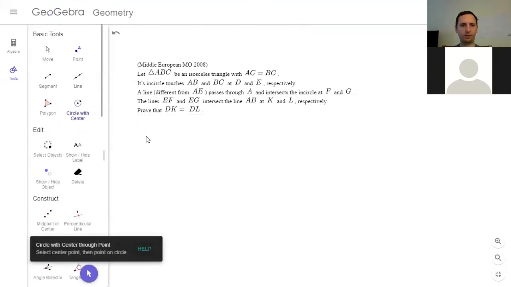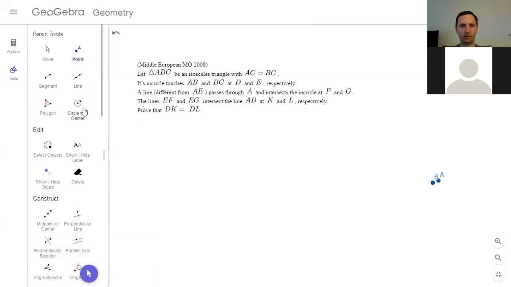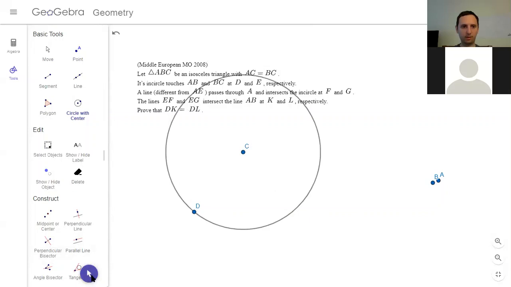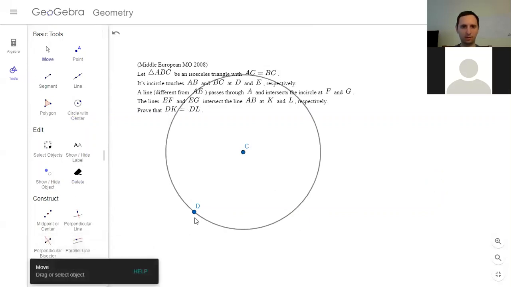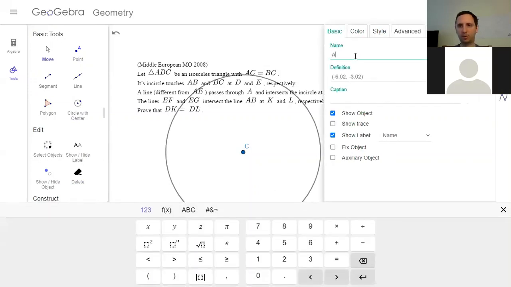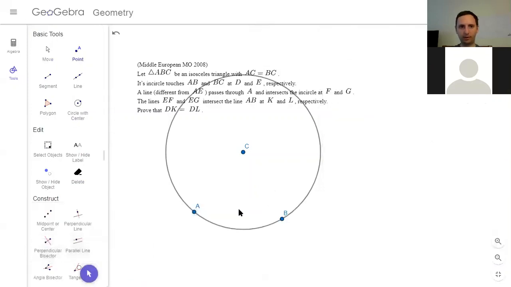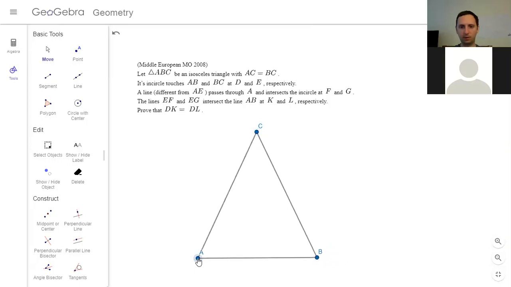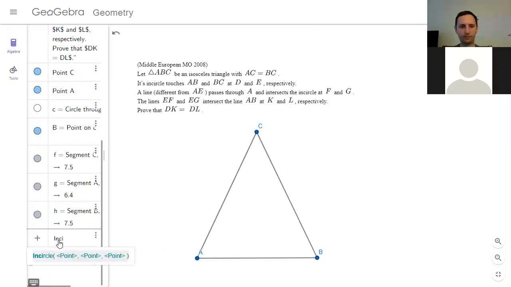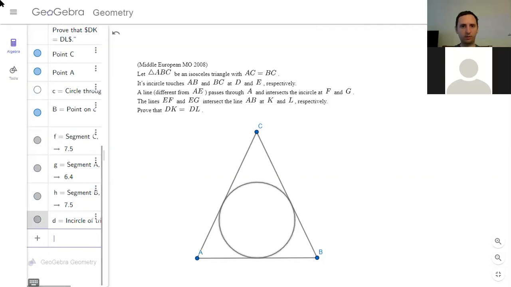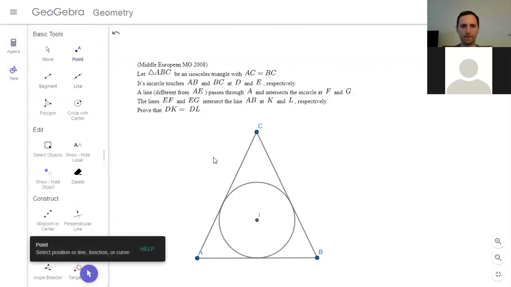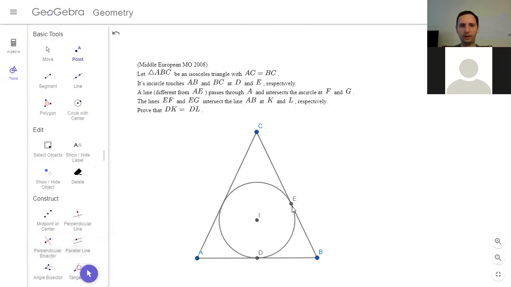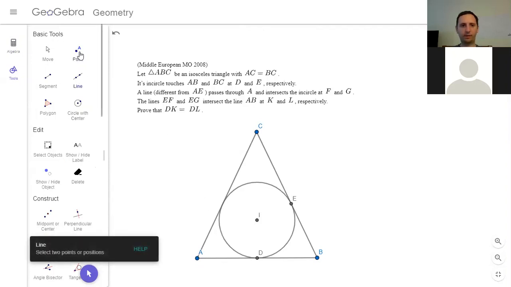So we have an isosceles triangle with vertex C. I'm just going to do this. So call that A. And then this is B. So AC is equal to BC. And you draw the incircle of it. Let me draw a little bit of a taller triangle. Right. There's the incircle. I'll just call I the incenter. It touches AB and BC at D and E. And then a line passes through A and intersects it at F and G.